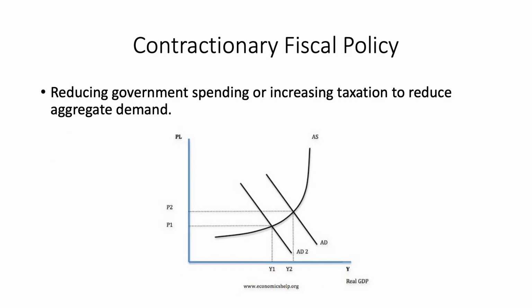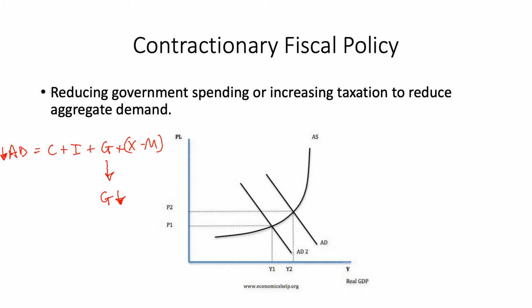Conversely, contractionary fiscal policy refers to using government spending or taxation to reduce aggregate demand. This can have a contractionary effect on the economy. Again, we can use the AD equation to see why this is the case. If we reduce government spending, then it's pretty self-explanatory. That will lead to a fall in government spending here, causing AD to reduce.